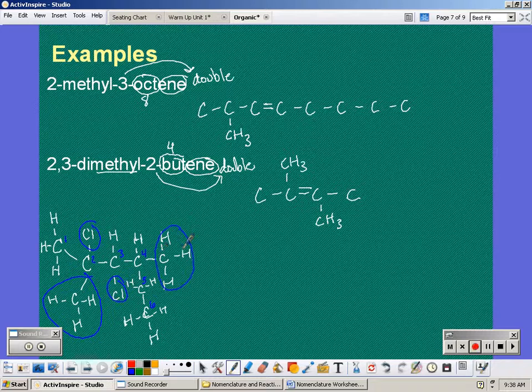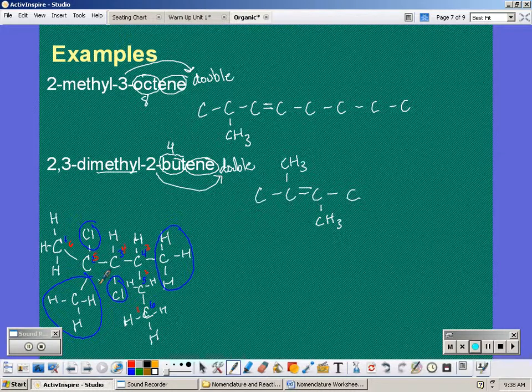So we can number it like this in blue and go 1 to 6. Or we could start over here and call this 1, 2, 3, 4, 5, 6. So which one would be the lowest number? Well, for blue, we would have 2 side groups coming off of 2, 1 off of the 3, and 1 off of the 4. But if we numbered in red, we would have 1 on 3, 1 on 4, and 2 off of 5. So the blue numbering is the best way to number.